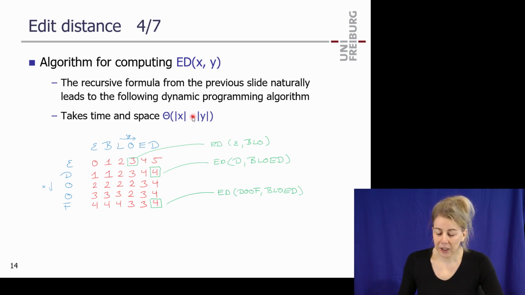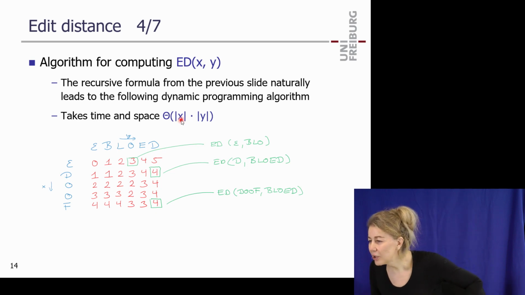What you also see here is time and space complexity. You have to fill out this table, and it takes quadratic time, a product of the length of the two strings. So it's not a trivial algorithm. Any other question about this? And in the chat? Thank you.